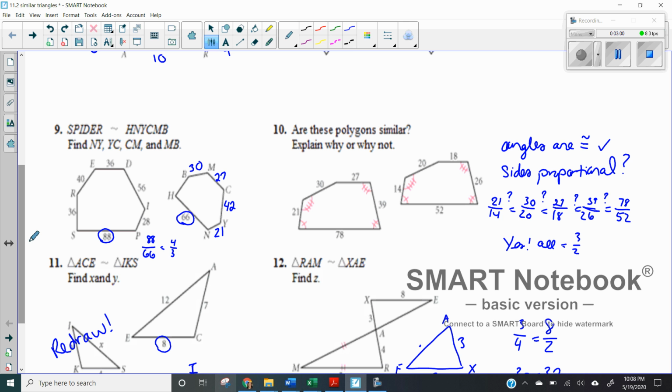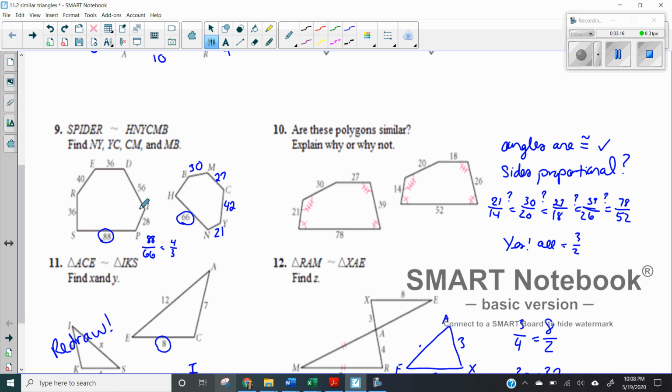Okay, so number 9, they do tell you the hexagons are similar. Find our missing sides. So you can see what I've circled here. 88 to 66, that's a pair of corresponding sides whose lengths I had. I reduced that to 4/3. I thought that was a little bit easier.